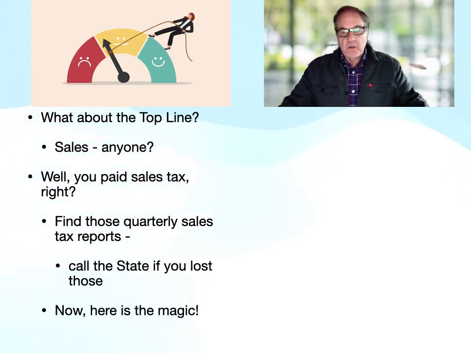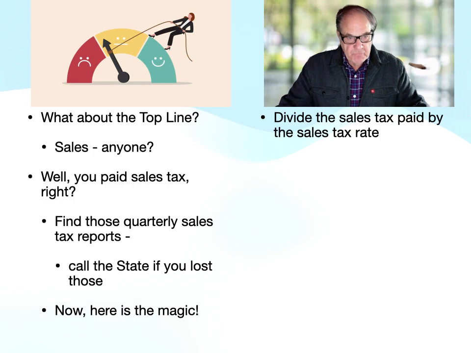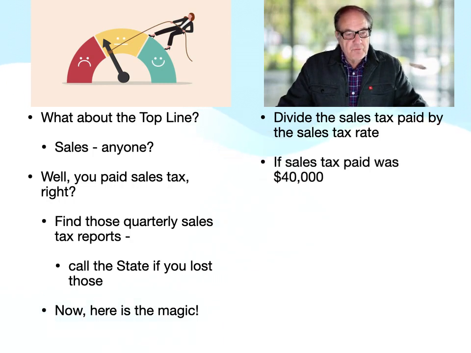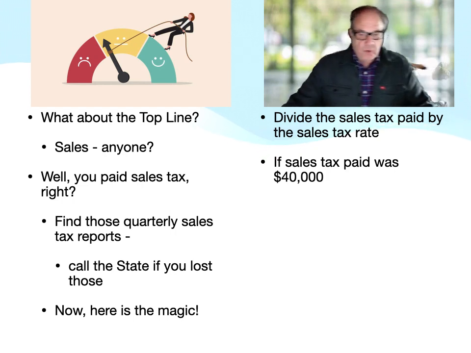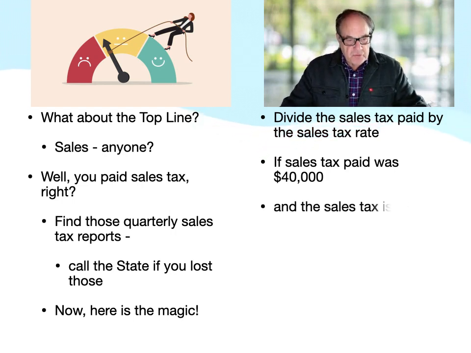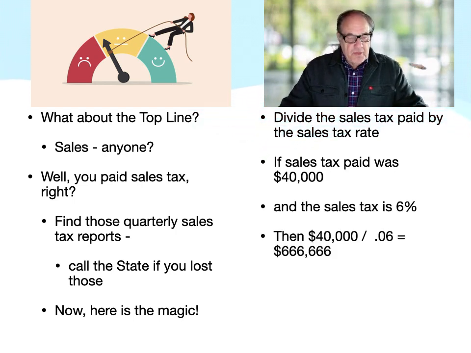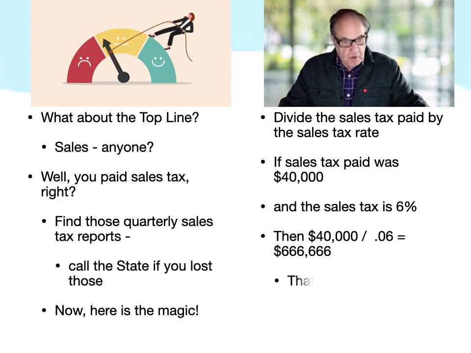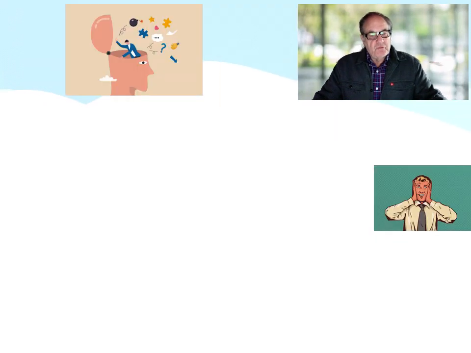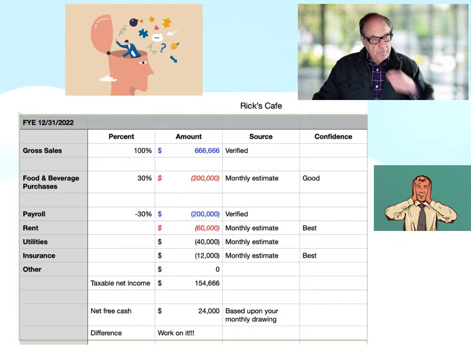And now we do a little mathematical magic. You divide the sales tax paid by the sales tax rate. So if your sales tax paid was $40,000 and the sales tax is 6%, then 40,000 divided by 0.06 is $666,000. That's your gross sales. So what you've got now is two independently verified numbers that are real. You got your top line gross sales and you got payroll.